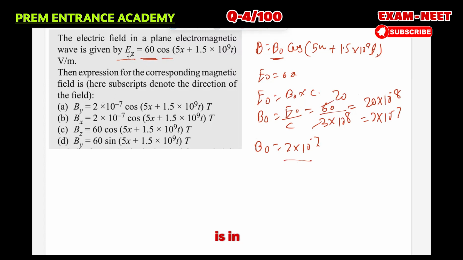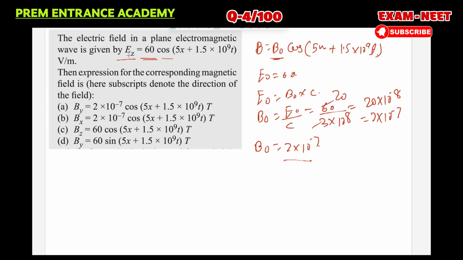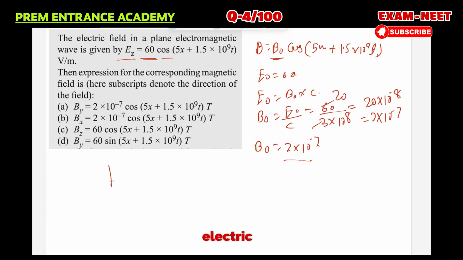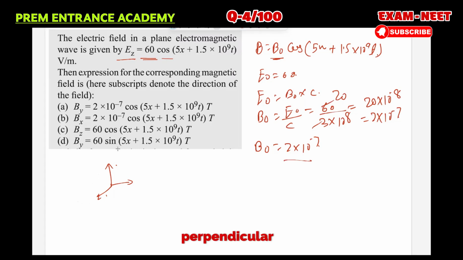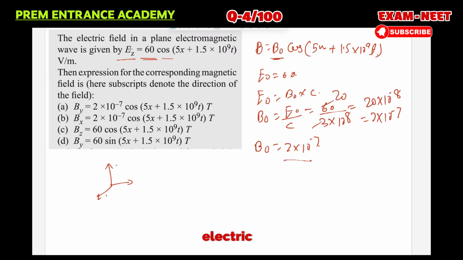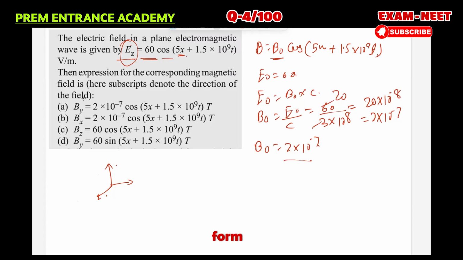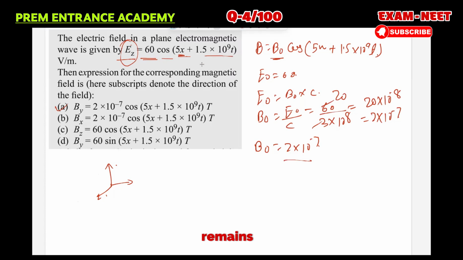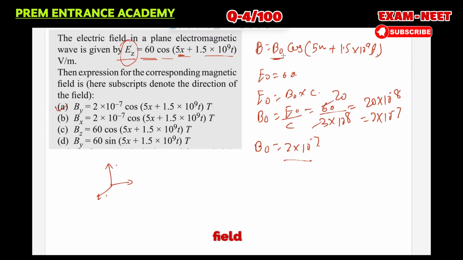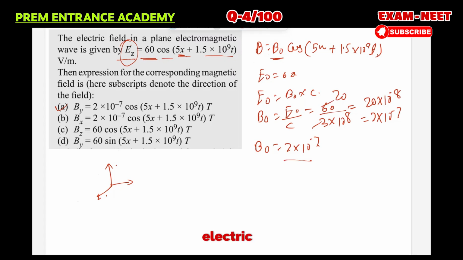So the next thing is direction. When the electric field and magnetic field are both perpendicular to each other, then the wave propagates in a perpendicular direction. So the electric field is in the z direction, and the propagation is along x. So the magnetic field must be in the y direction to be mutually perpendicular to each other. So the answer will be A, as the other factors remain constant when converting from the electric field equation to the magnetic field equation. So option A will be your correct answer.